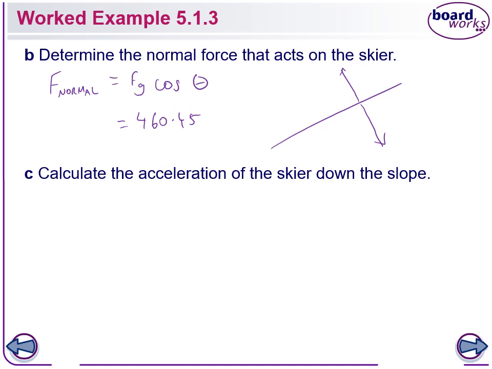Then calculate the acceleration of the skier down the slope. Again, from that diagram, our acceleration is equal to g sine theta. This is easy, 9.8 sine 20, and that is 3.35 meters per second squared. Okay? That is a very, very useful diagram. When you get a problem like this, it makes it much more straightforward. All right, any questions? Okay, try the next one yourself.